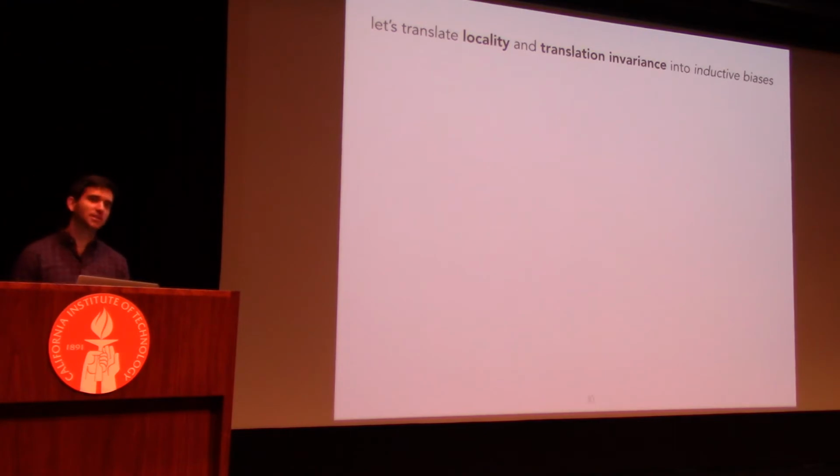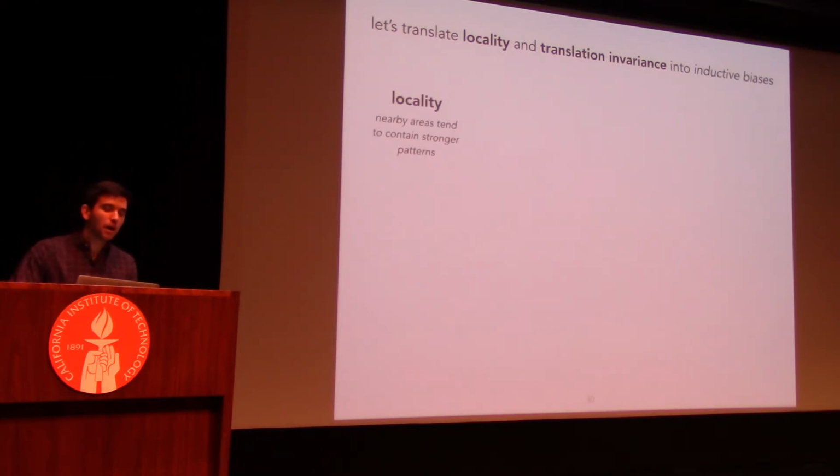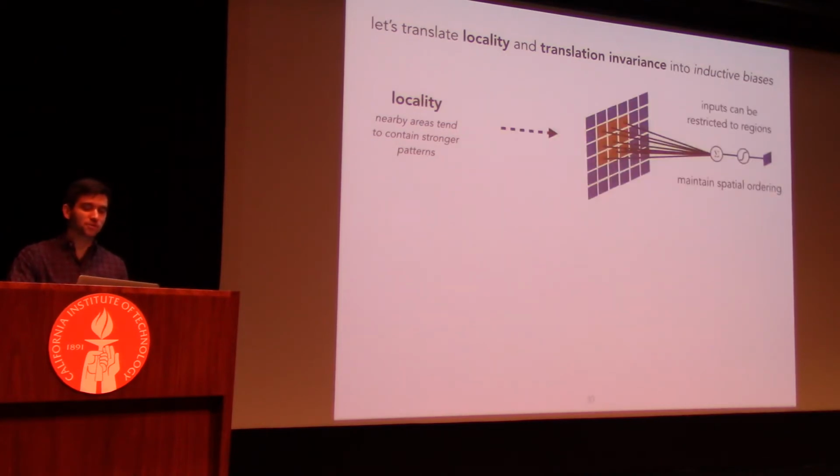So let's translate these into our inductive biases. This is kind of a case study of how one might go about doing this. In practice, it's really tough to actually note these structures and incorporate them into the networks. But let's build in locality and translation invariance. So this idea of locality: again, nearby areas tend to show stronger patterns.